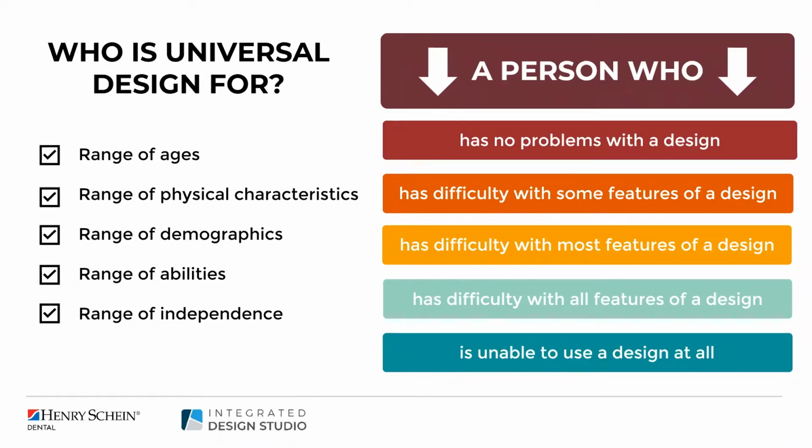Universal design focuses on a human-centered approach that will benefit as many people as possible. If you consider the spectrum of users of any given design, you'll see that everyone has a different experience based on those factors. Some people might have no problems with the design at all. Others might have difficulty with some of the features of a design, most of the features of a design, or all of the features of a design. Some people might be unable to use a design at all.